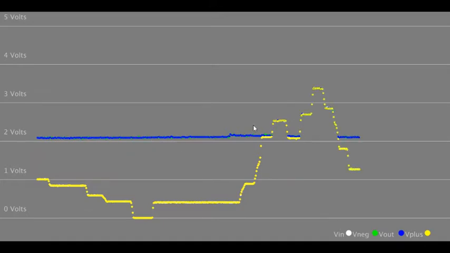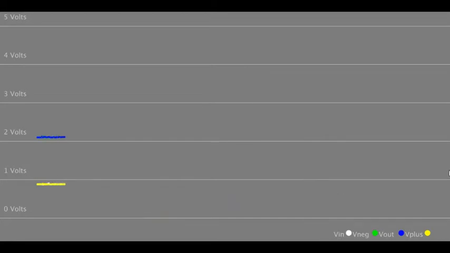And as it plateaus at this voltage of about 2.1 volts, green follows blue instead of following yellow and white, which are V in and V plus. This occurs because V neg is jumped to V out, so it will just follow that at that value.